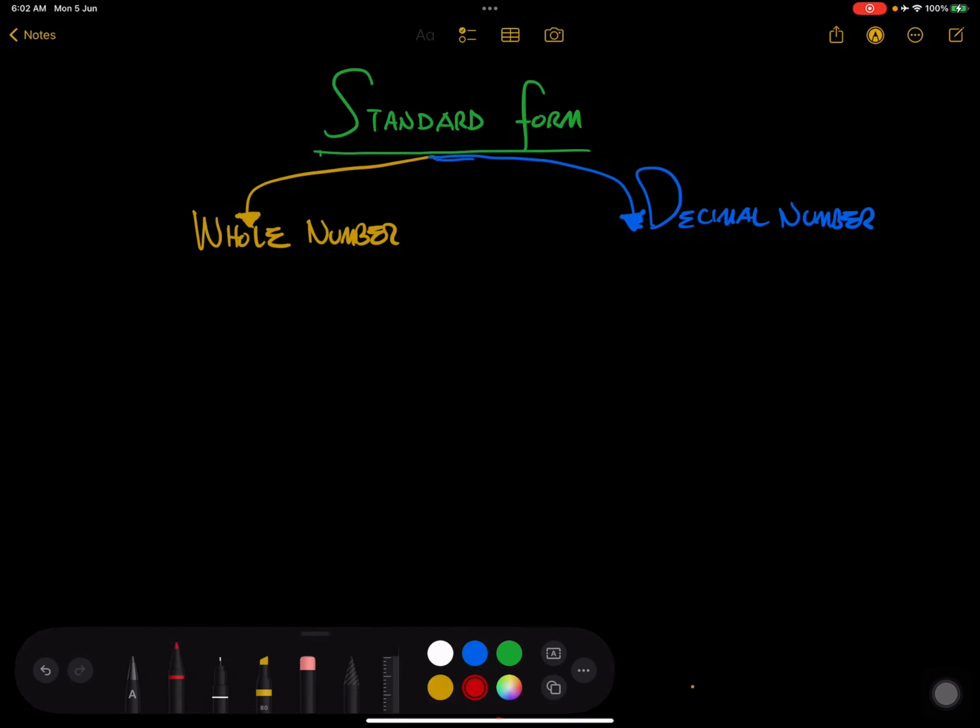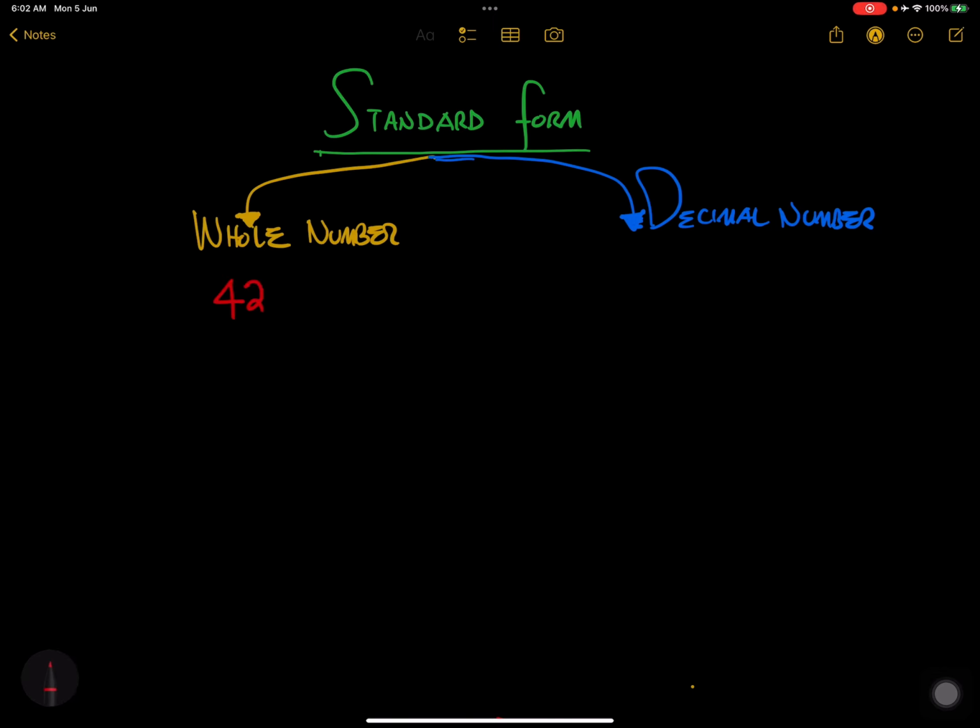So let's take a number like 42. It's a whole number. And don't forget, in our previous lessons, I did mention that when you have a whole number, the decimal point of that whole number is always at the back of it. So this 42 can be written as 42.0, right? There's a decimal point right there, always behind, but we usually do not write it. It's the same thing.